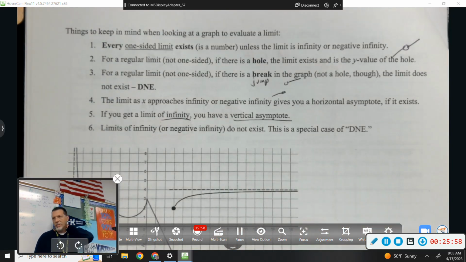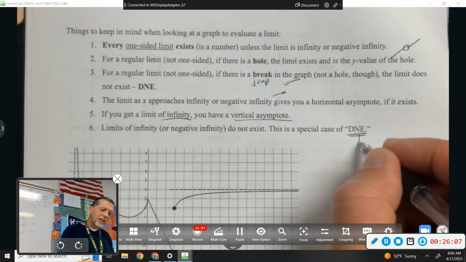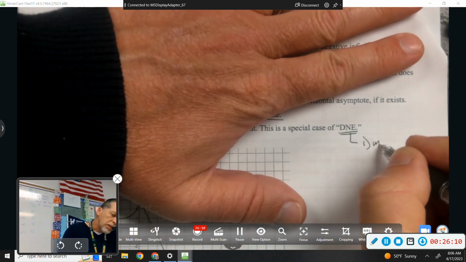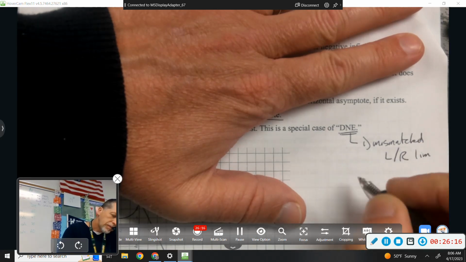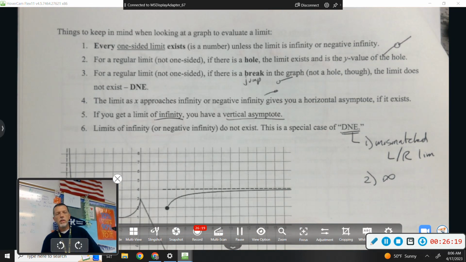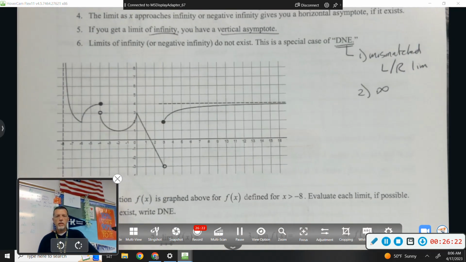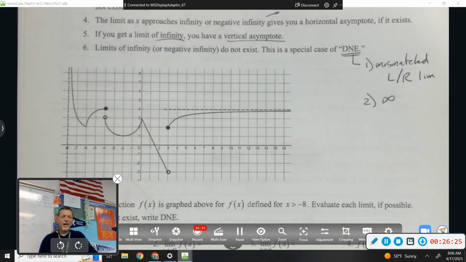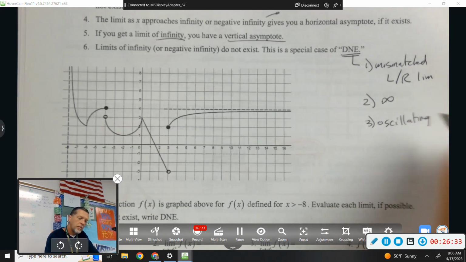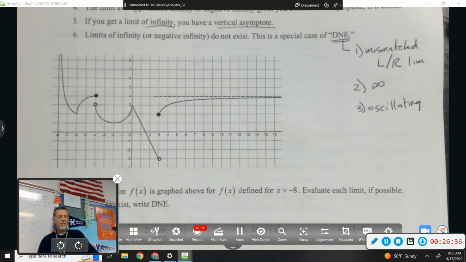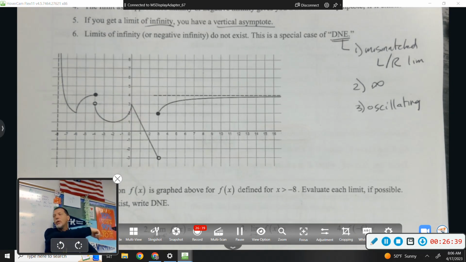There's 3 reasons a limit doesn't exist. We've covered 2 of them. The third one's kind of tricky. We're not going to worry about that one yet. So the 2 reasons for us to have a D and E are a mismatched left and right limit, or infinity. The other one is oscillating, and that's a little more confusing. We're not really going to worry about that. But just so you don't have incomplete information, if something's oscillating, then it's not approaching anything. It keeps going back and forth.